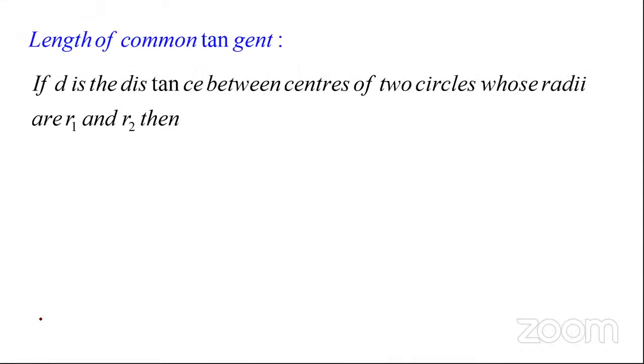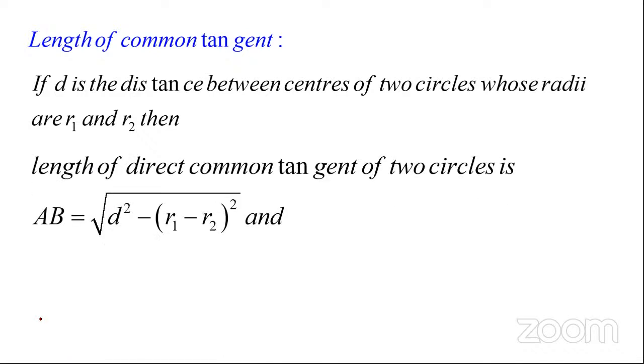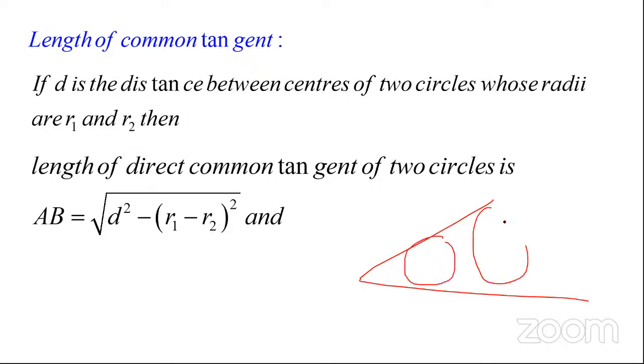Okay. Next, length of common tangent. If D is the distance between the centers of the two circles whose radii are R1, R2, then the length of the direct common tangents. I'm taking this as the length of direct common tangents. D is the perpendicular distance, and R1, R2 are the radii of the first circle and the second circle.